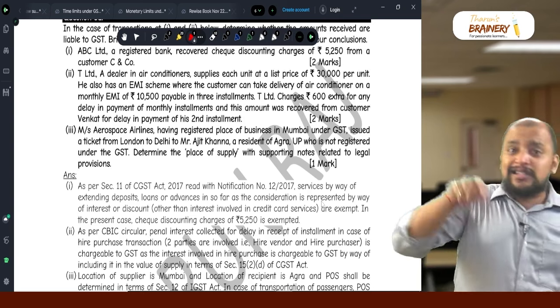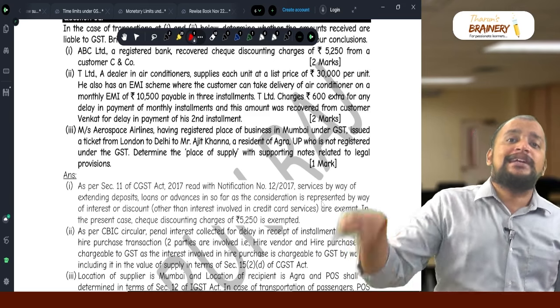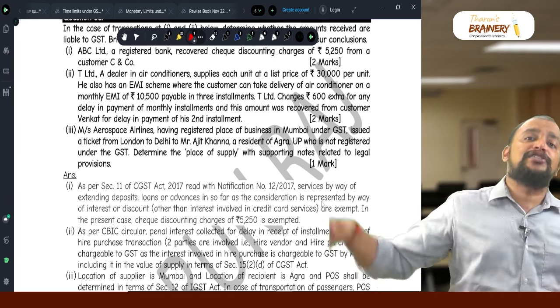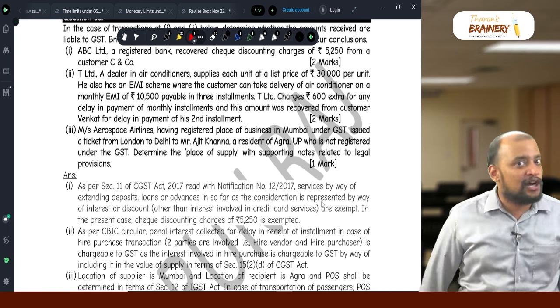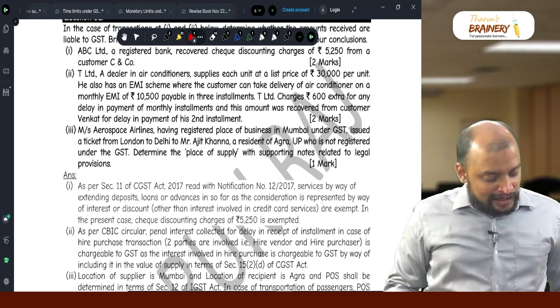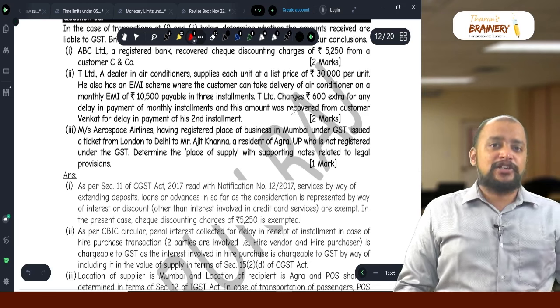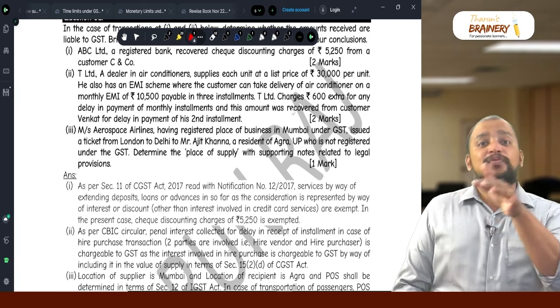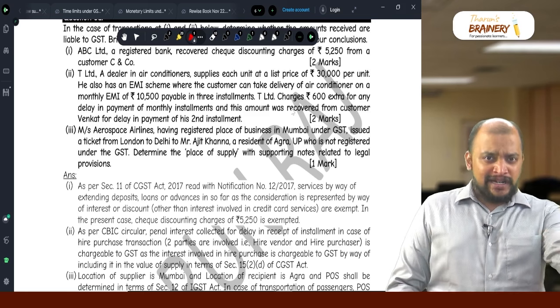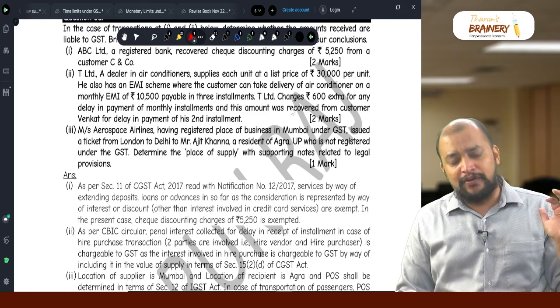So as the interest involved in hire purchase is taxable, the penal interest for delay in receipt of an installment is also taxable. That is, it is also to be included in the value and chargeable to GST accordingly. Okay. So due to that reason, this will be taxable. Actually, it is a circular given in the valuation chapter, hire purchase transaction versus hire purchase financing. Even in the rocket revision batch I have discussed that point.